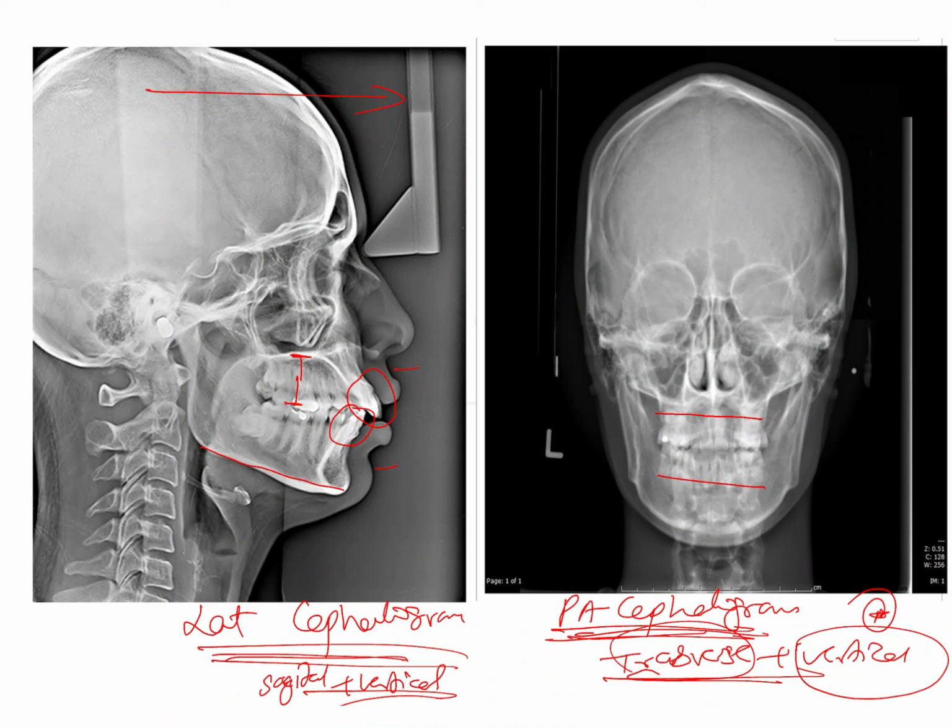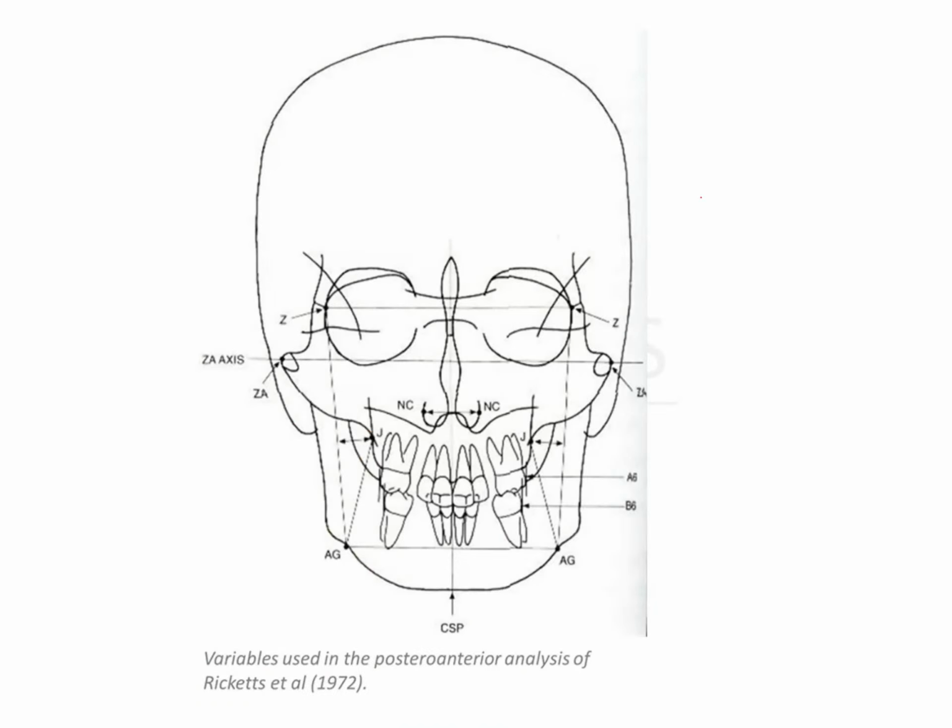So similar to the landmarks that we have for the lateral cephalogram on the basis of which we carry out various analysis, the same way the PA cephalogram also consists of various landmarks which can be used to carry out analysis. So the two most important analysis that is carried out in the PA cephalogram is the Ricketts analysis and the Grumman's analysis. Okay, so Ricketts has given two types of analysis.